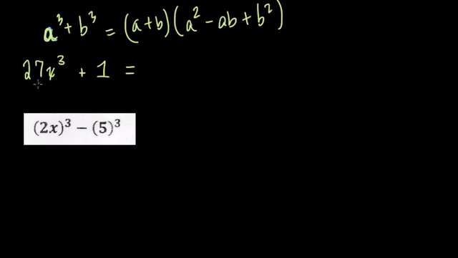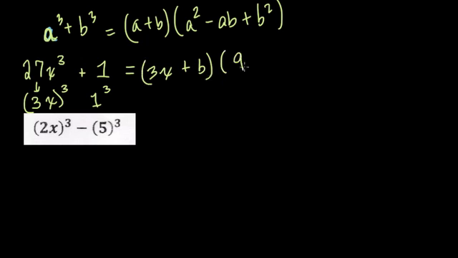So here, what is a? Well, if we rewrite this, we get 3x to the third, right? And here we have 1 to the third as well. So the b term is 1, and the a term is what? Well, it's 3x. That whole thing is being cubed. So we have 3x plus b. And then here we have 3x squared, or 9x squared, where you square each piece, minus 3x.